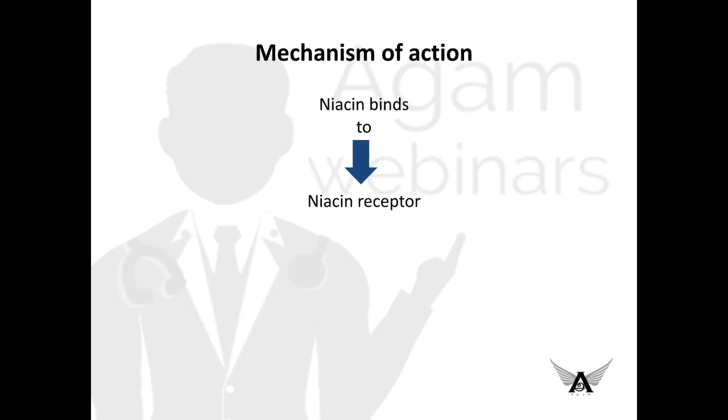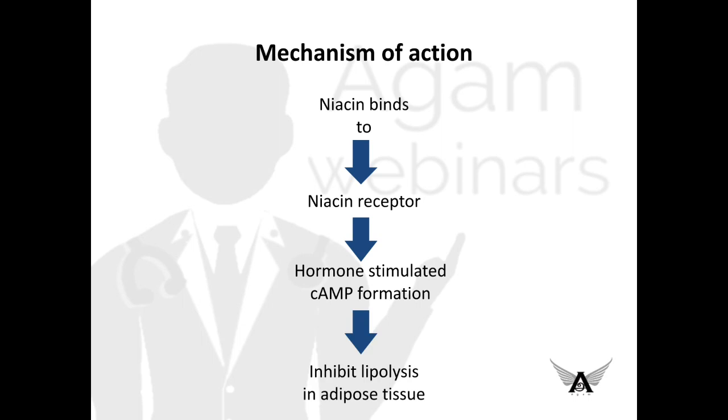In the membrane, we have a G protein coupled receptor, and niacin binds to that receptor. It causes hormone stimulated cAMP formation, thus causing inhibition of lipolysis in adipose tissue. It stimulates the adenylyl cyclase enzyme in the adipocyte cell. It is not necessary to go much deeper into this mechanism of action. Just remember the small flow chart.